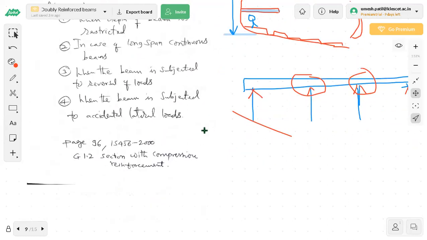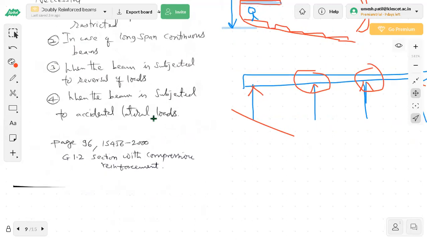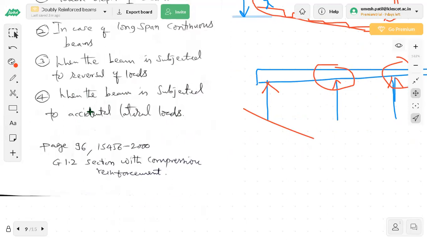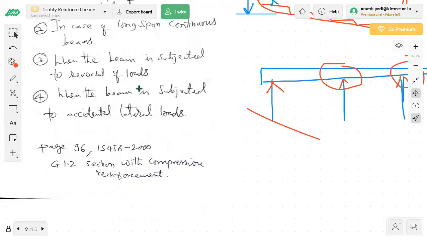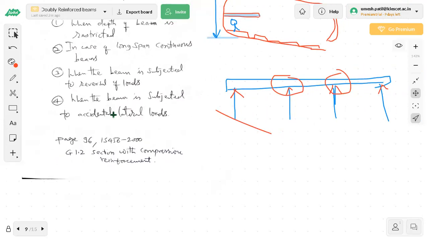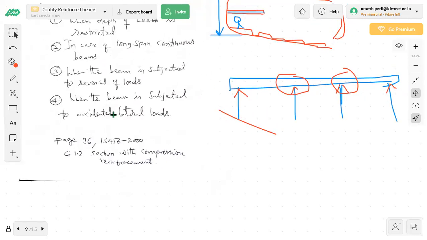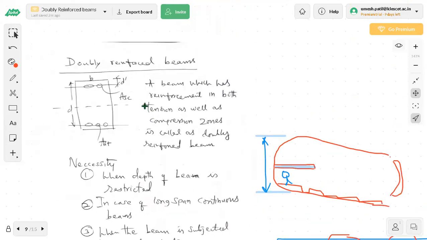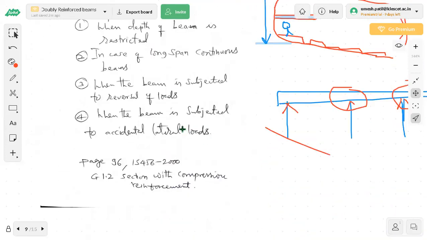Also when the beam is subjected to accidental horizontal loads, lateral loads. That is a very rare case actually. Suddenly, if a fast moving vehicle collides with the beam, it is an accidental lateral load on the beam. So in case of bridges and all, or beams which are open to the traffic, there may be accidental horizontal loads, or in case of earthquakes also. Okay, so this is the necessity. So the definition and necessity of doubly reinforced section is over here.